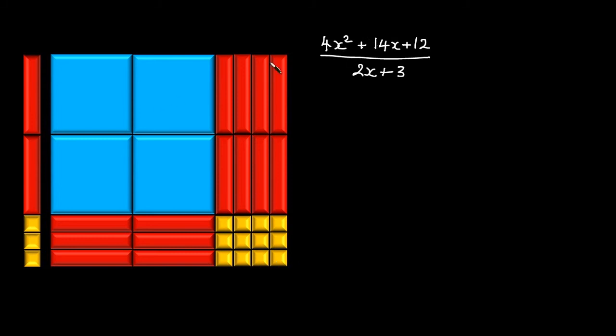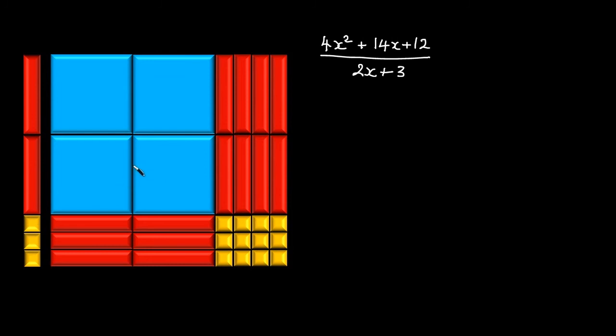And this represents this dividend here, so we've got 4x squared tiles, and the same length as one of the sides of the x squared gives us our x tile, so we've got 14 of those, plus 12 ones fitting in here. So this area here represents 4x squared plus 14x plus 12. And so on the left here we've got our divisor. We've got 2x plus 3 ones, so 2x plus 3.